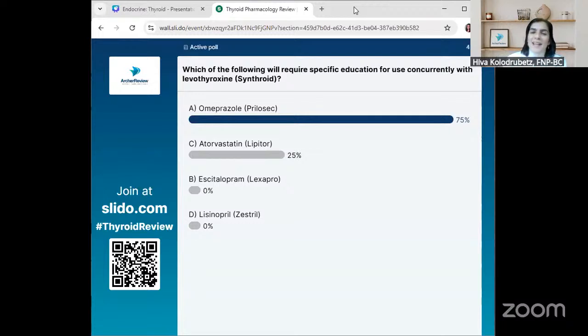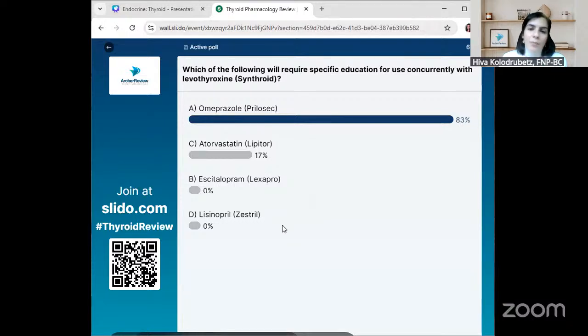Okay. So if you said A, you absolutely got it right, that PPI. Remember, Synthroid needs to be in an acidic environment for us to get the full absorption of it, right? And what do PPIs do? PPIs are intended for reflux. The entire purpose of a PPI is to really reduce the acidity. And so if that's happening, it's really going to affect our absorption of levothyroxine. So we have to be really careful. If patients are on this, we definitely want to counsel them on separating it by 4 hours.